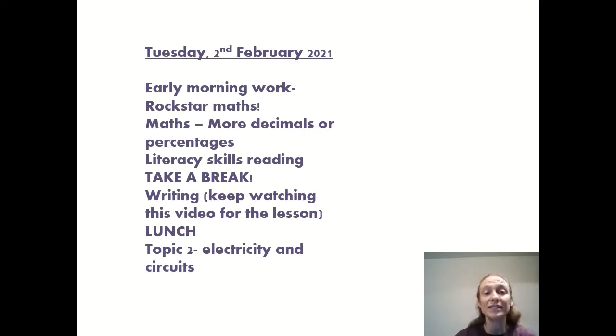The literacy skills is some reading, so please make sure that you are reading whatever text is on there and completing the activity. You might need to remember to press hand in. Make sure you take a break, do some exercise, walk around, have a drink of water, have a piece of fruit. Very important to keep yourself healthy.